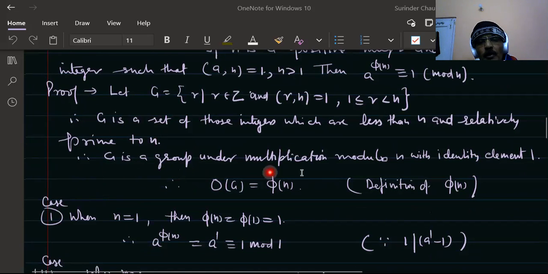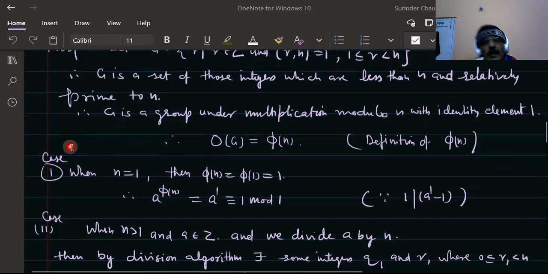Therefore, G is a group under multiplication modulo N with identity element 1. So the order of G will be equal to phi N.